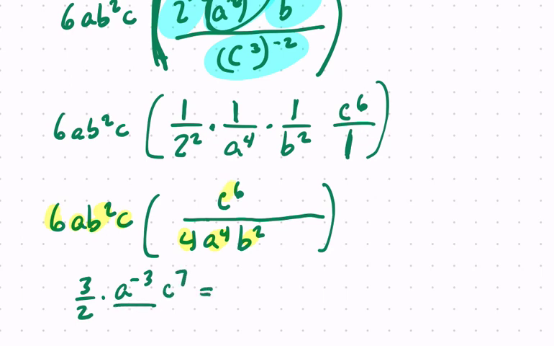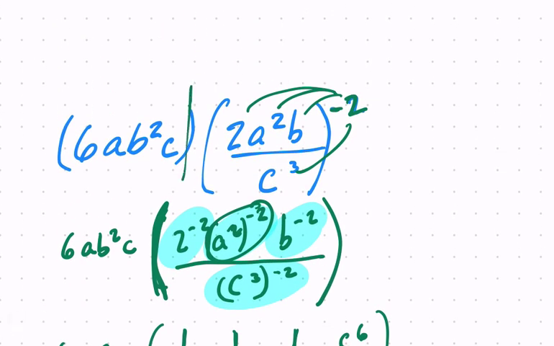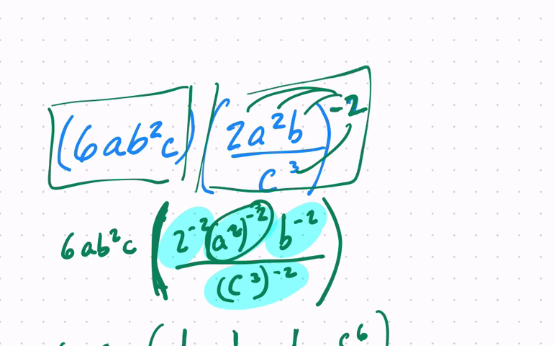And here, again, we want to deal with the negative exponent. So that's 3, we still have our c to the seventh, and on the bottom, we have 2a cubed. That's the basic idea with this problem here. We can't directly multiply these two pieces until we deal with and distribute this exponent.